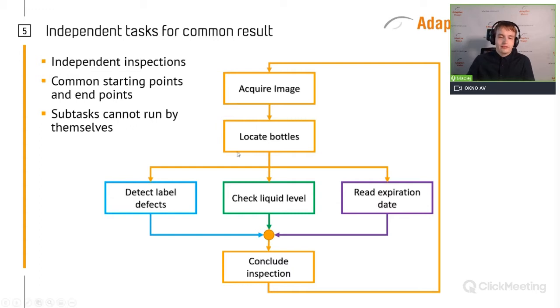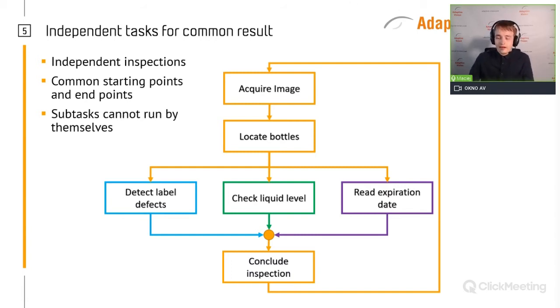After sending the data to those threads, the orange thread waits for the results as long as it takes for the slowest of the tasks to be finished. And after receiving all the results, it concludes the inspection. What is important to notice here is that those subtasks are fully dependent on the orange task, the orange thread. They cannot be run by themselves, and they will be only called when the orange thread needs them.